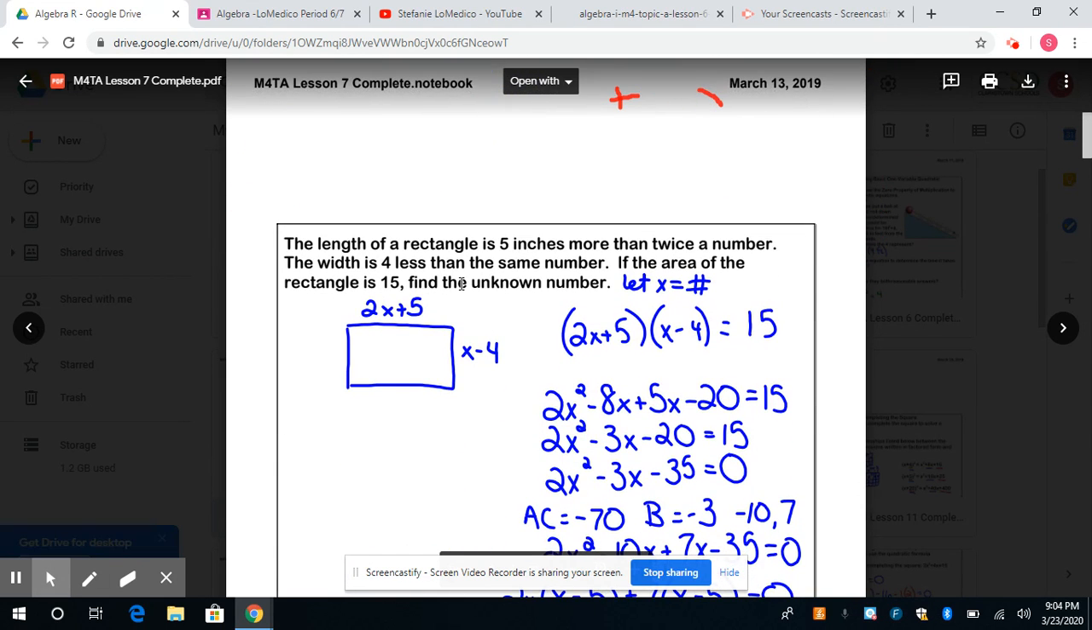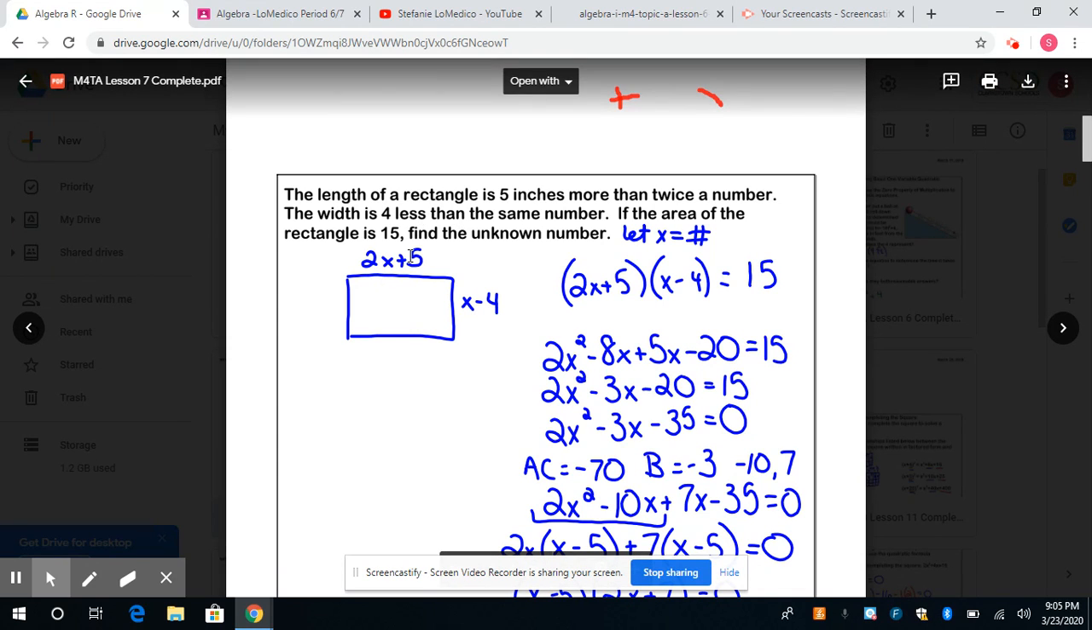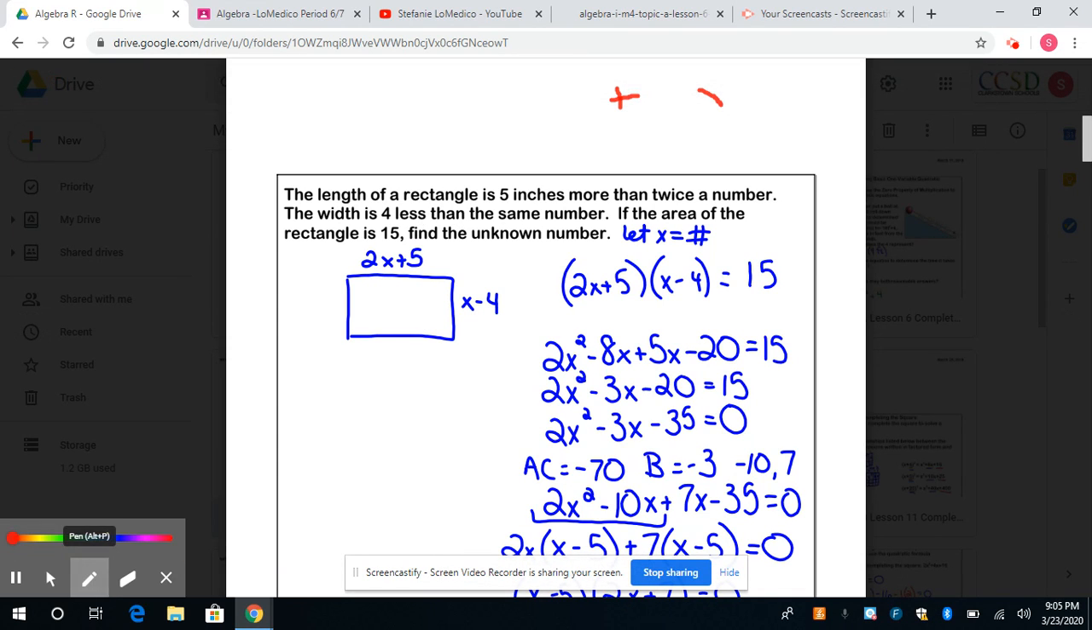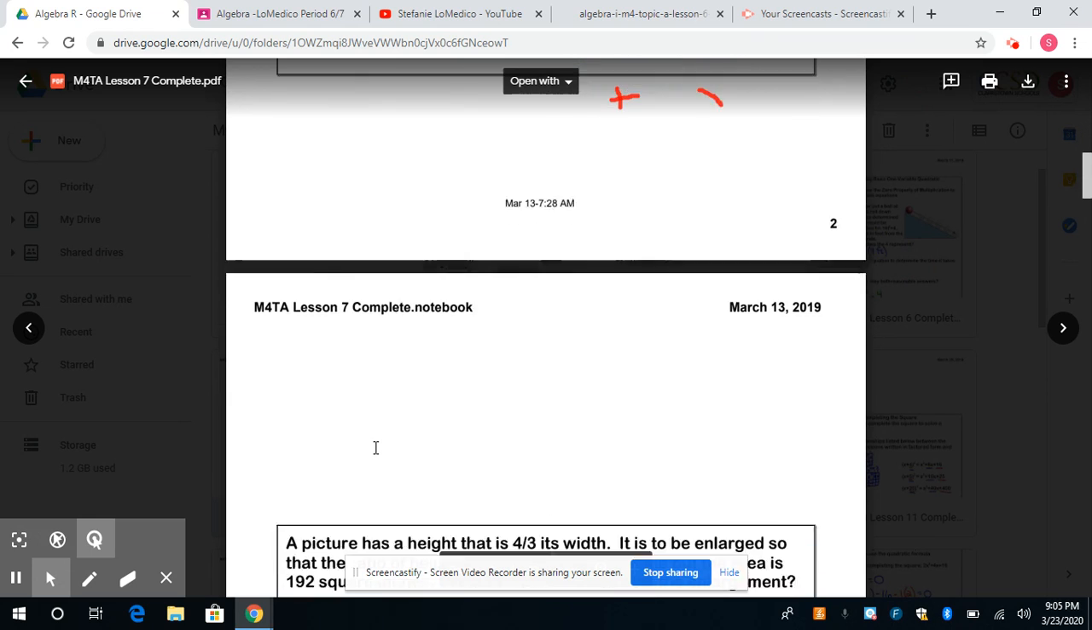Let's go down. Let's see. Again, 5 inches more than twice a number. The width is 4 less than the number. So less than, that's subtraction, if you see that word. Area, okay, another key thing. You're multiplying length times width. All right, so these are just key things to help you set up that problem. All right, let's keep going.